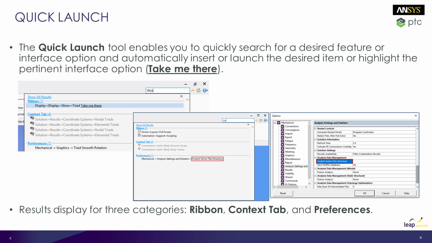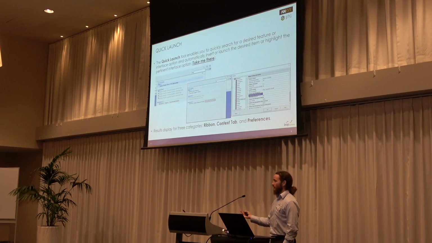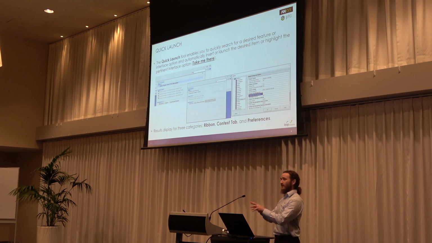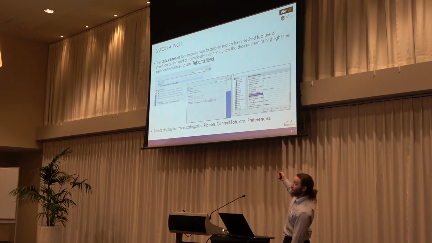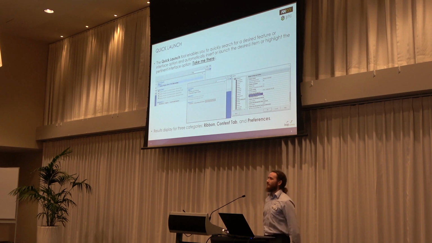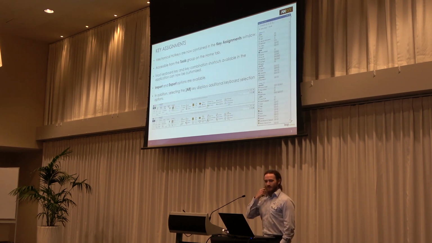In the second example here, they want to find out how to change the location of the scratch space for solving. So you just type scratch, and it shows you in Tools, Options, Mechanical, Analysis Settings, Analysis Data Management, Scratch Solver Files Directory. So it automatically brings you there. It's really useful for people like me who get lost easily.